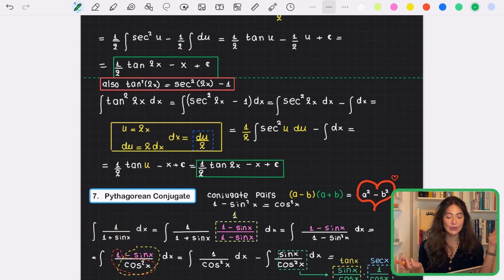So hopefully these 7 tricks will make your life much easier, so that you can enjoy Calculus 2, because when you have these types of powerful tricks, then math is very fun and enjoyable.